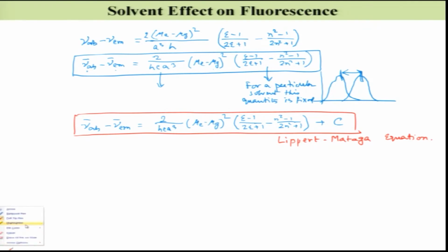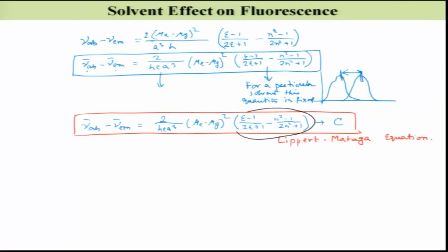this equation tells me a very interesting thing: if I measure absorption and emission spectra of a particular solute in different solvents. Different solvent means this term actually represents my solvent, no? This C is a constant, independent of the solvent. This C is a solvent independent quantity, right.